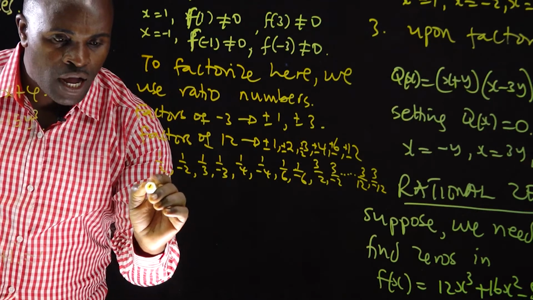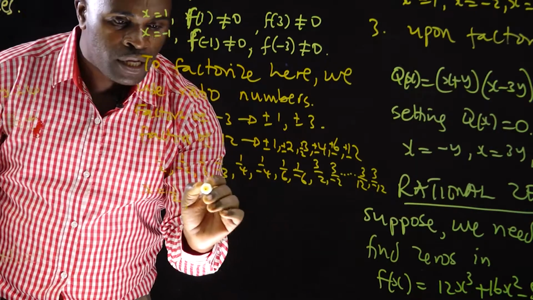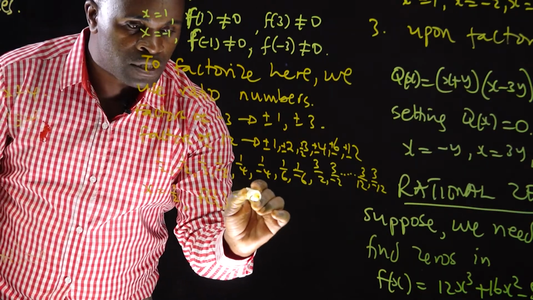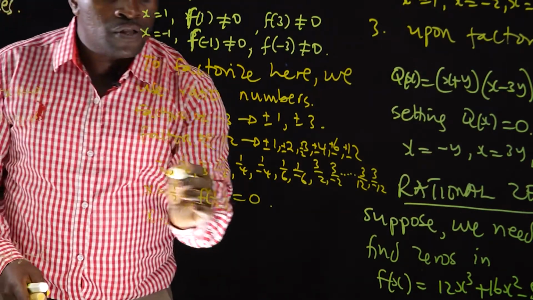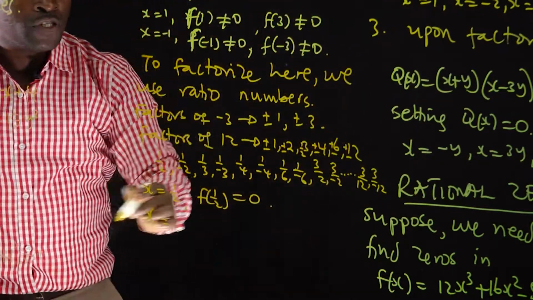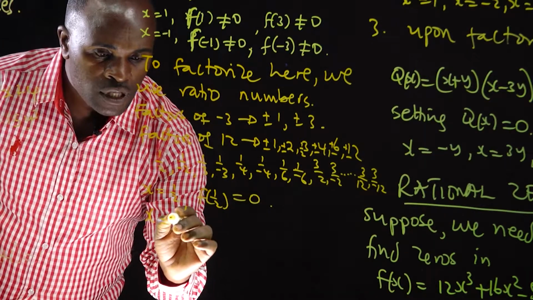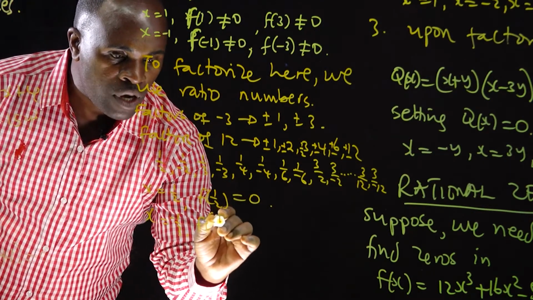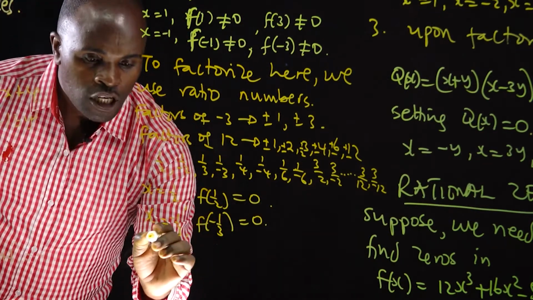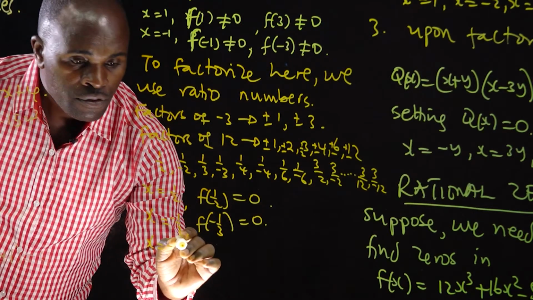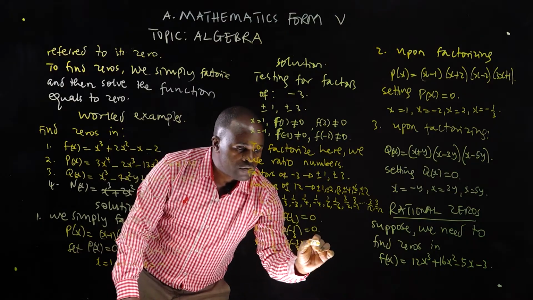If you try x equals 1 over 2, you'll find that our function f at one half gives 0. These numbers must all be tested, discarding the repeated ones. Testing x equals negative 1 over 3, f of negative 1 over 3 is also giving 0. Keep on testing: x equals negative 3 over 2, f of negative 3 over 2 is also giving 0.